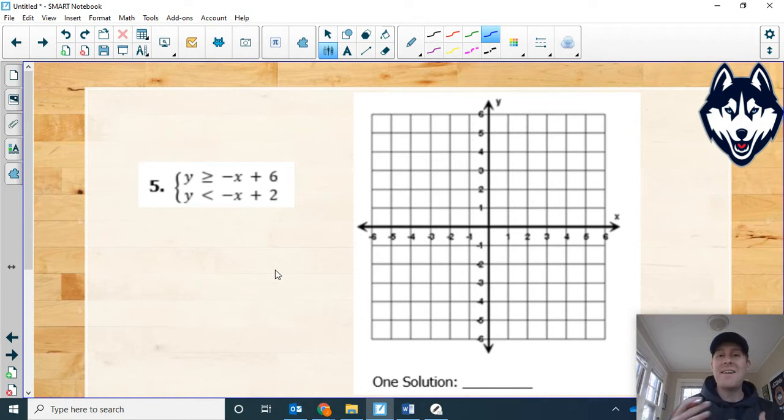So we're going to treat this kind of like two separate problems. We're going to graph the first one, keep in mind what kind of line we're going to use, then we shade above or below, and then same thing for our second one, and then we want to see where the two graphs overlap.